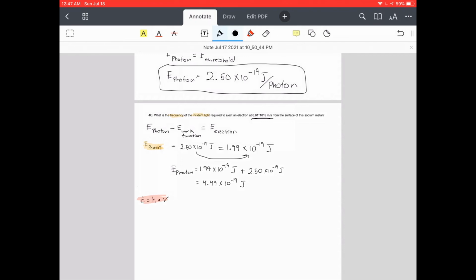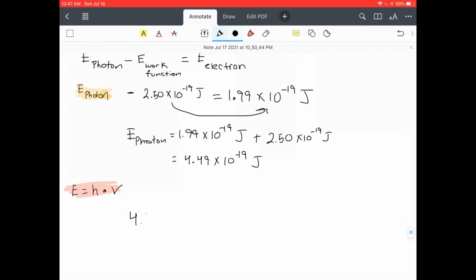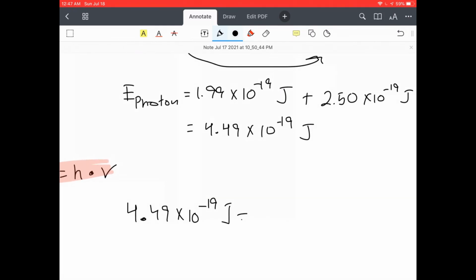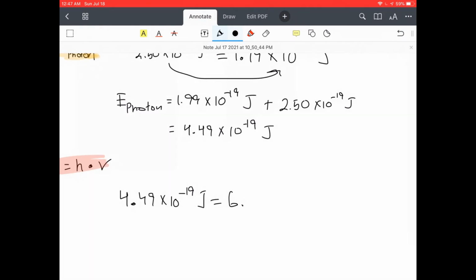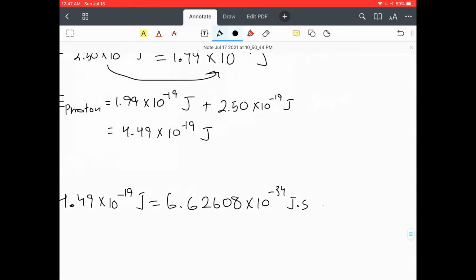So we know that the energy of the photon is 4.49 times 10 to the negative 19 joules. And we know what Planck's constant is. That is 6.62608 times 10 to the negative 34 joules times seconds, times our frequency.